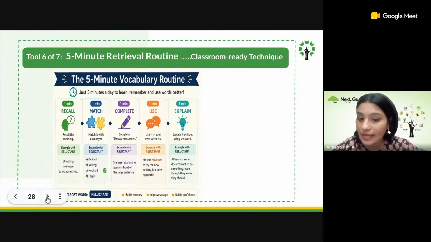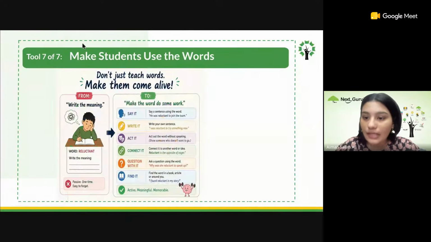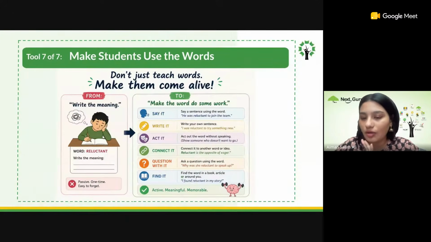I hope everybody has taken screenshots. I'm going to move forward to the last strategy of today's webinar, which is make students use the word. Again, I'm going to leave the screen on for 10-15 seconds for you to take a screenshot.